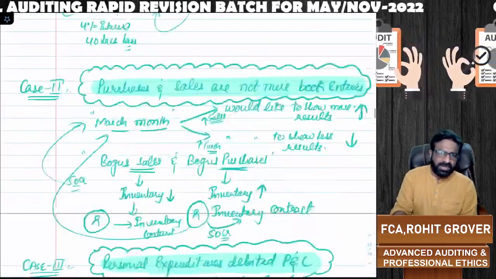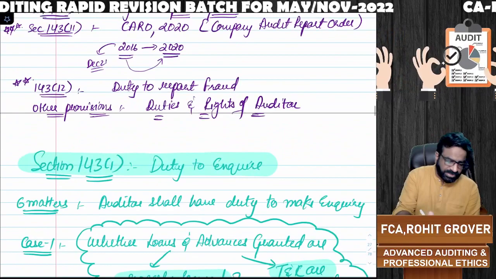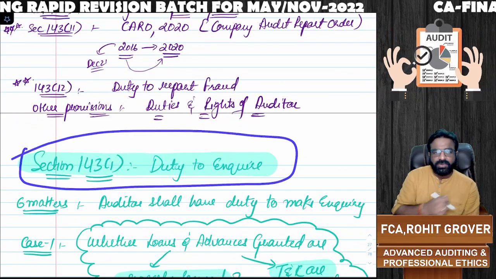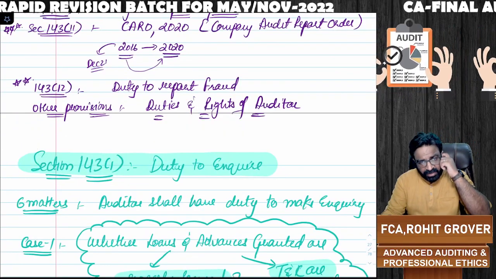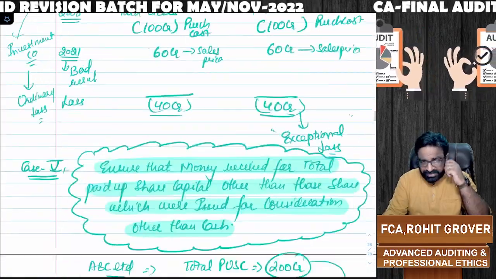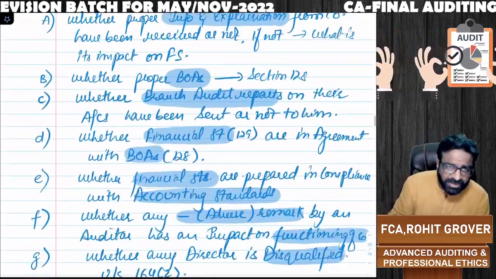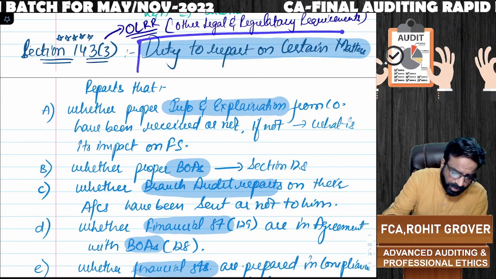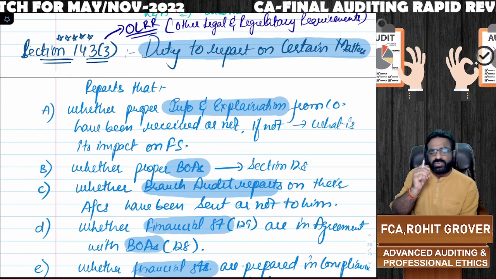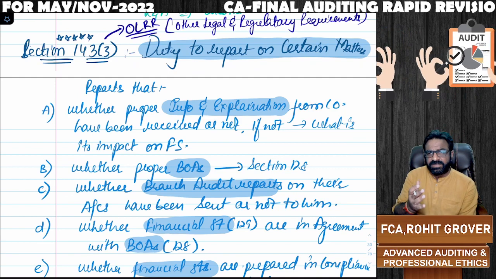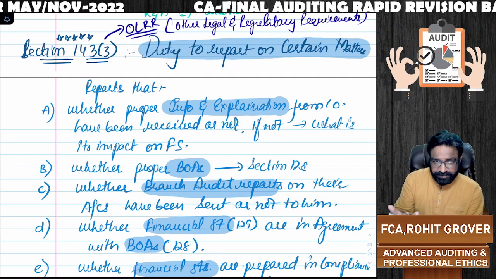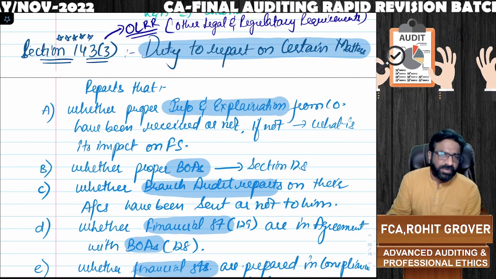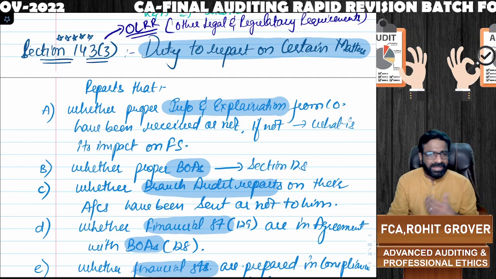So that brings an end to our very important section, section number 143, subsection 1, duty to inquire. There was no amendment in that, so we will move to the next section. Now in section 143 subsection 3, duty to report on certain matters, there are so many amendments. There are a total of 10 clauses in 143 subsection 3 which the auditor has to report.